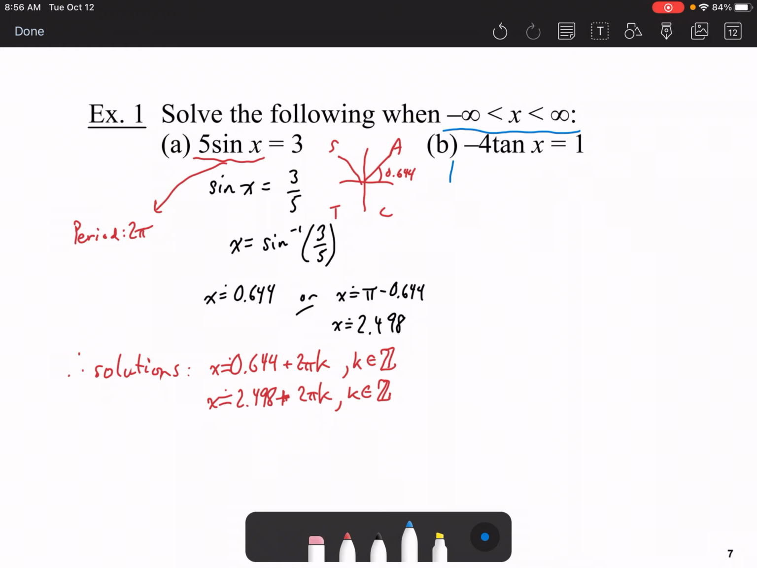So let's try the next one. We're going to make tan x equals negative 1/4. Again, to solve for x, we take the tan inverse of negative 1/4, also called arctangent. My calculator automatically gives a negative value of 0.245.